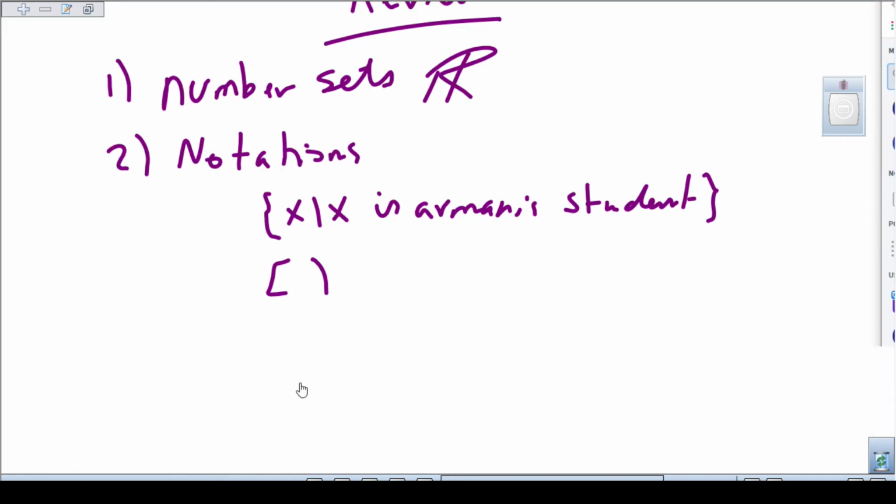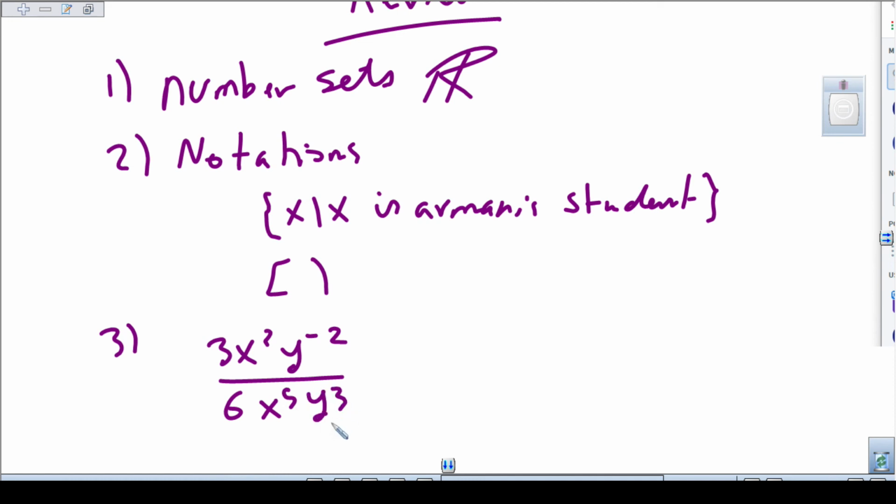Exponents. Let's talk about exponents. So things like this. And for this, actually, I wanted you to try this with me here. So let's say I have 3x squared y to the negative 2 divided by 6x to the 5 y cubed. How would you simplify this? Let me put the word simplify. How do you simplify this?